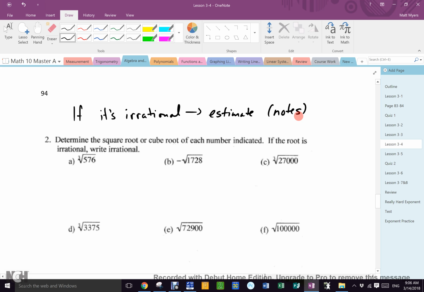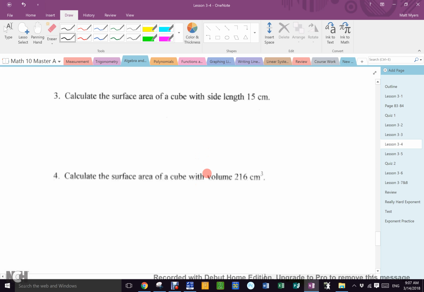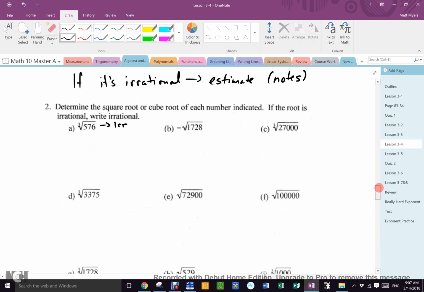Everybody understand? Wait, so rational is just whole numbers? Rational is if the decimal ends when you do it. So, I'll give you an example. In this first one, it's cubed. Is 576 anywhere on our cube root list? No, it isn't. Right? So this one we know will be irrational. If it's irrational, then I want an estimate like we did in our notes. Everybody cool? And then page 95 is just two questions that we actually already did. Everybody good? All right, you do that.